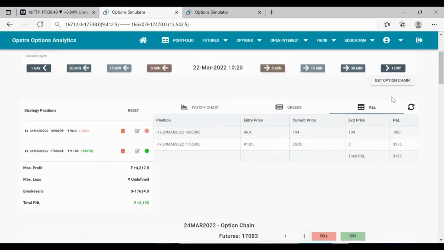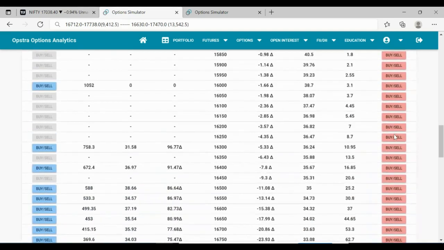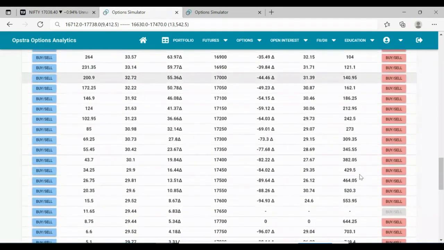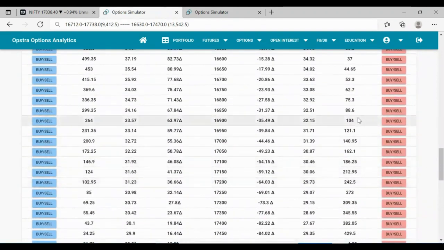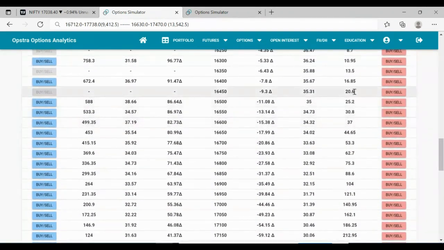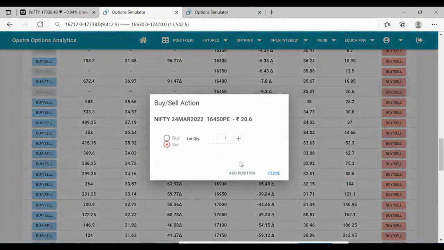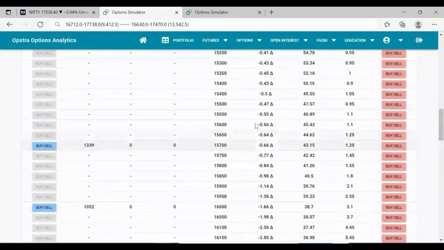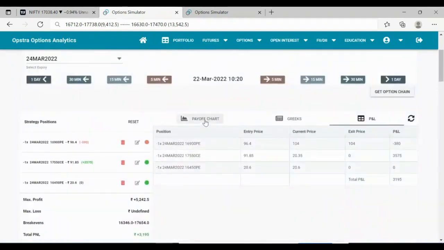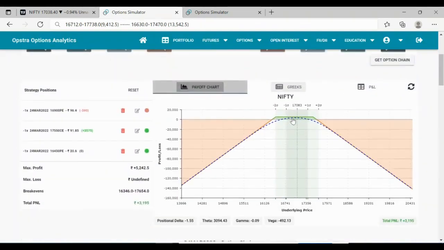So I have to sell one more put close to this 20.35 premium. Where is the 20.35 premium? Okay, so I'll sell this put. Now when I sell this put, I'll come back to my payoff. I'll just copy this entire thing. This is my new break evens.